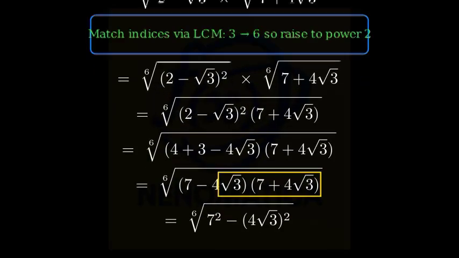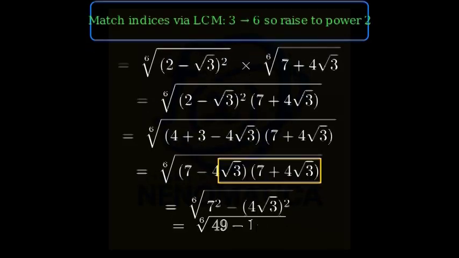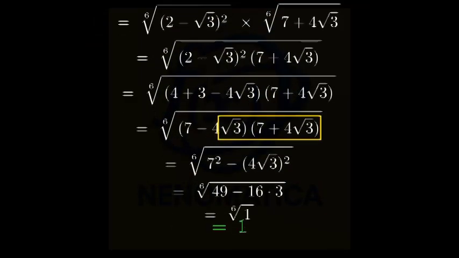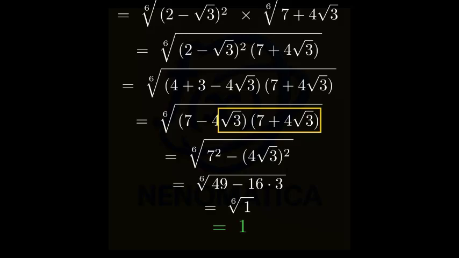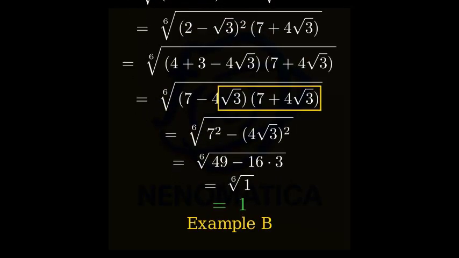Use the difference of squares. 7 squared minus the square of 4 root 3. Compute to get 49 minus 48 equals 1, and the sixth root of 1 equals 1. Now simplify. The fifth root of the product of the cube root of 2 and the cube root of 4 multiplied by the fifth root of 16.